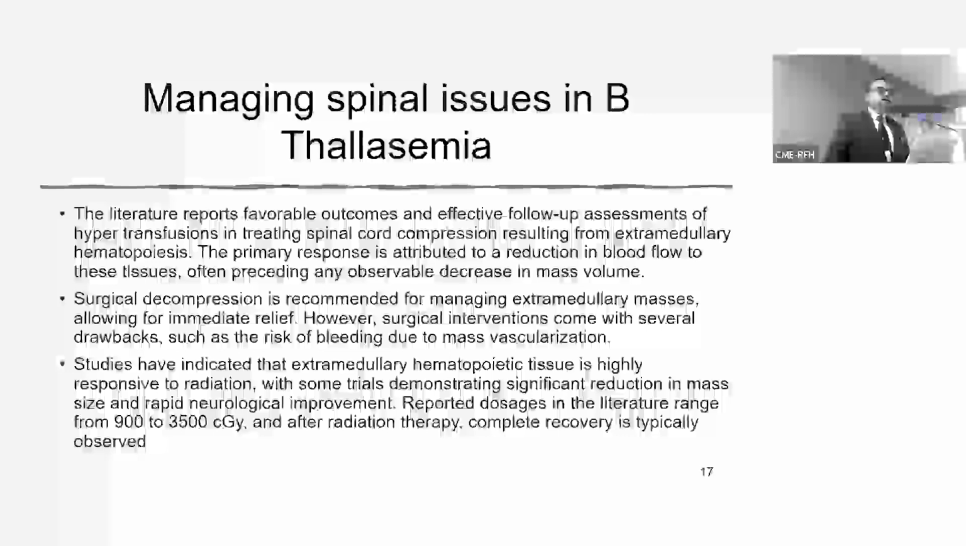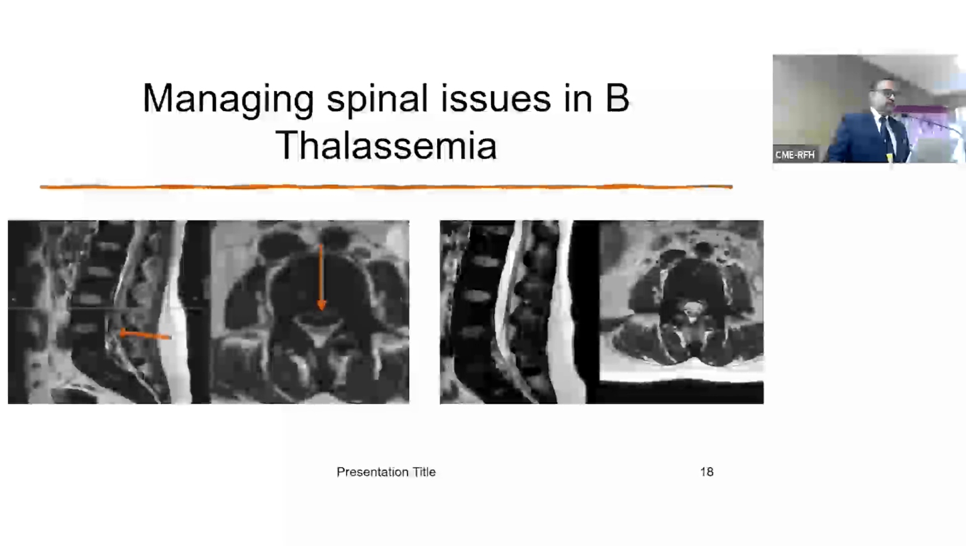It can either be vascular, because of reduction in blood flow to the spine, or an actual compression like I'm going to show here. So this is some amount of hematopoietic tissue which is forming in the spinal canal, causing compression of the spinal cord or the dural sac, leading to neurological deficit.